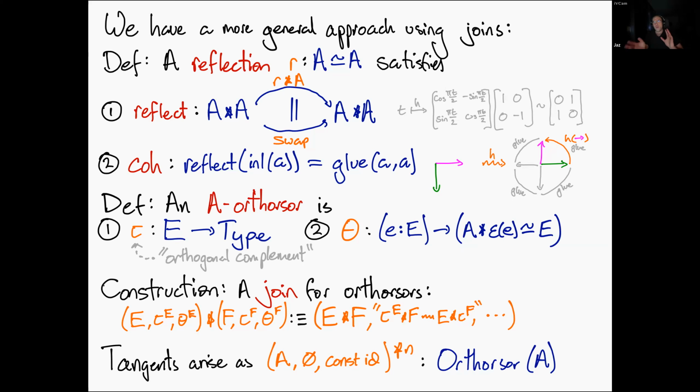So instead, we focus on just doing iterated joins of A considered as an orthorcer over itself, where A is one-dimensional, so there's no orthogonal complement to a point. So it's just the constant family of empty, and therefore the structure theta is constant at the canonical equivalence of joining with the empty thing. I wrote it as the identity there, but it's the canonical equivalence. And so we don't actually just have to take these powers of A.